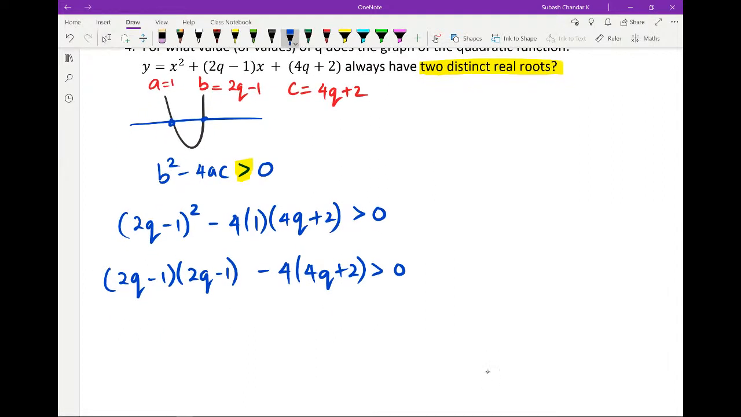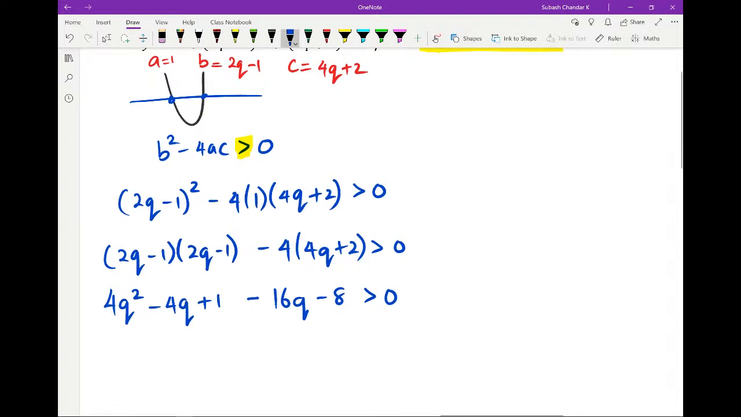So now expanding the quadratic, I've got 4q squared, 2q minus 2q minus 2q, that's going to be minus 4q, plus 1, minus 16q, and minus 8 has to be greater than 0. Simplifying this, I've got 4q squared, minus 20q, minus 7, greater than 0.